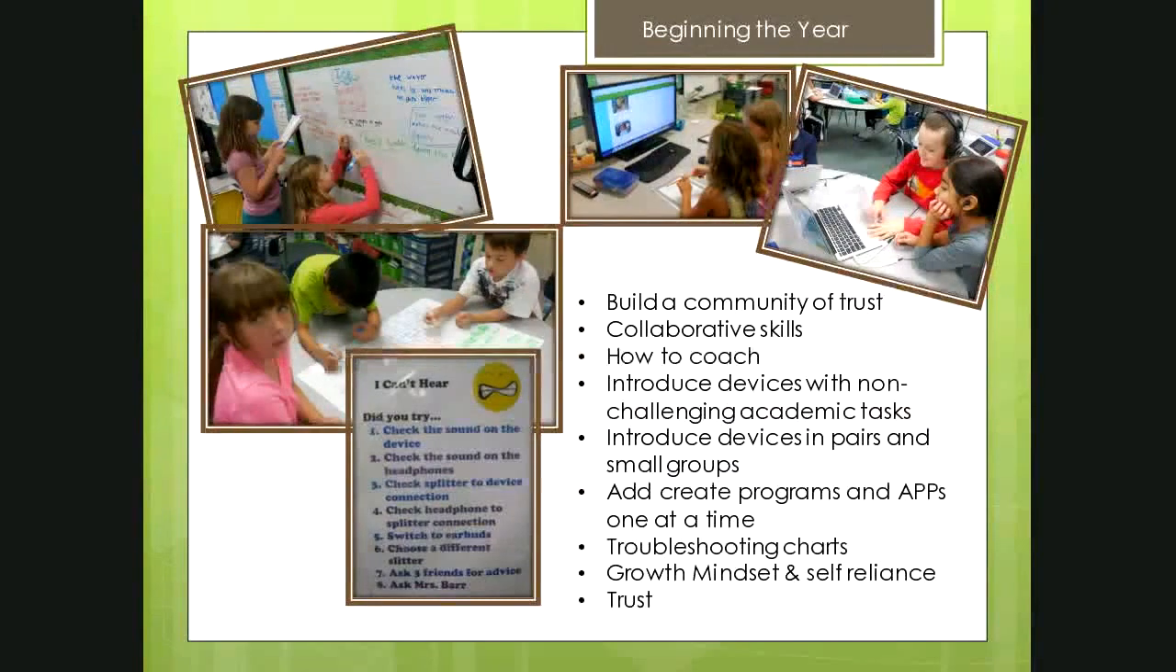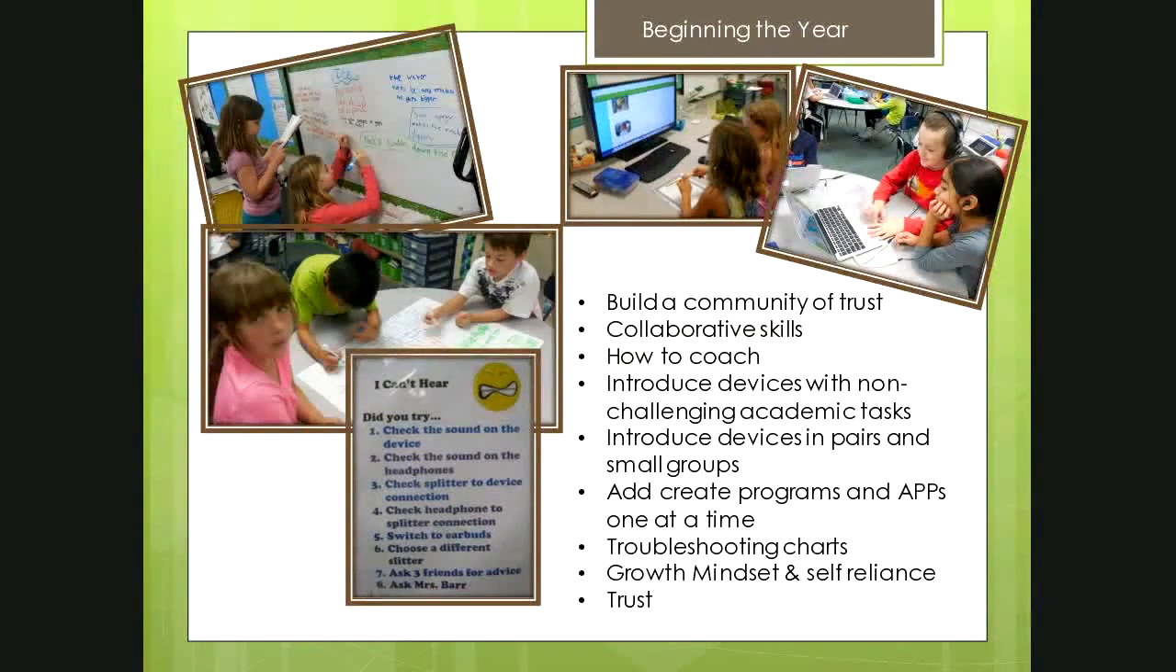I made troubleshooting charts because I want my students to be self-reliant. I don't want me to be the first person they run to when they're having a tech difficulty. So I have these troubleshooting charts in the classroom, like, I can't hear, what do I do now? And they have to go through the checklist and try everything on the checklist. And you'll notice my name is last on purpose, because I don't want you to come to me until you've exhausted everything you can think of to figure this out for yourself. I want to really promote those students to be self-reliant.